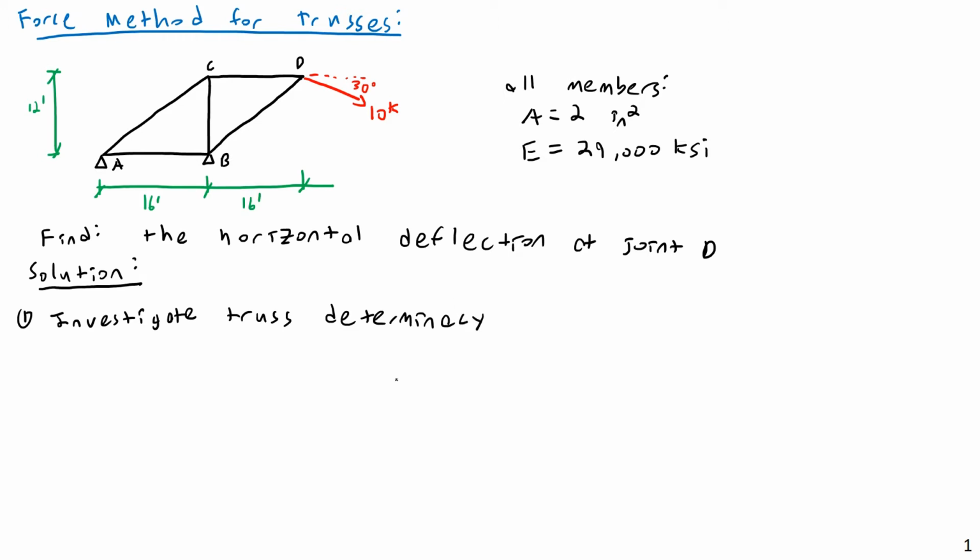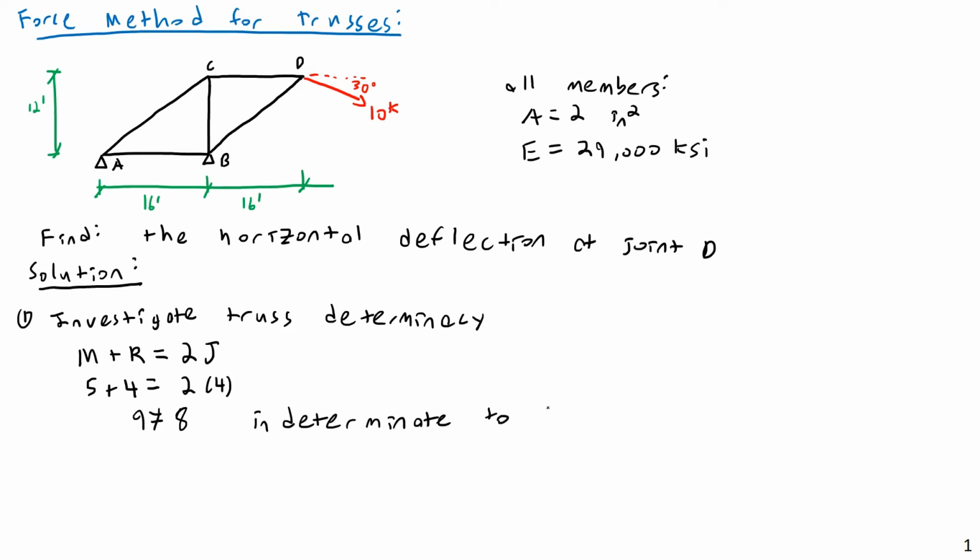Here, I'm going to use my old equation from statics, which is m plus r equals 2j. When m plus r equals 2j, I have a statically determinate truss. And so m, my number of members, is 5. For reactions, I have AX, AY, BX, and BY, so r equals 4. Then I have 4 joints, so 2 times 4 is 8. Well, 9 is clearly not equal to 8, so this will be indeterminate to the first degree.